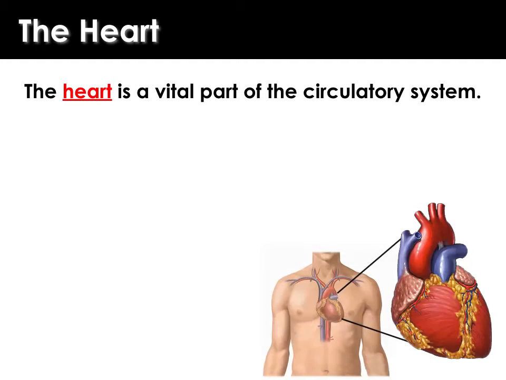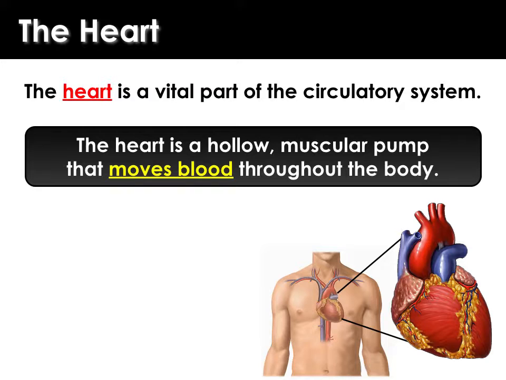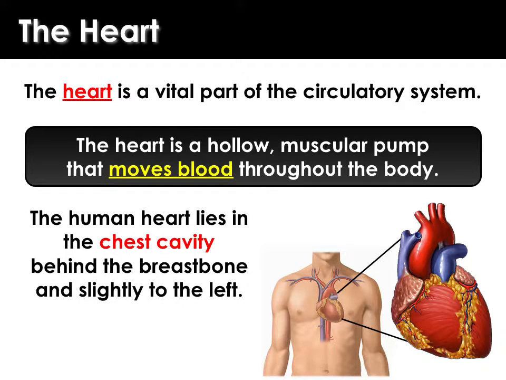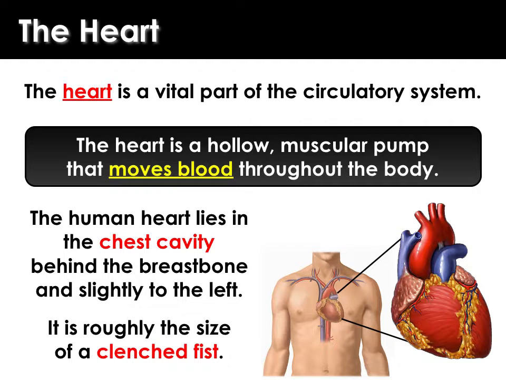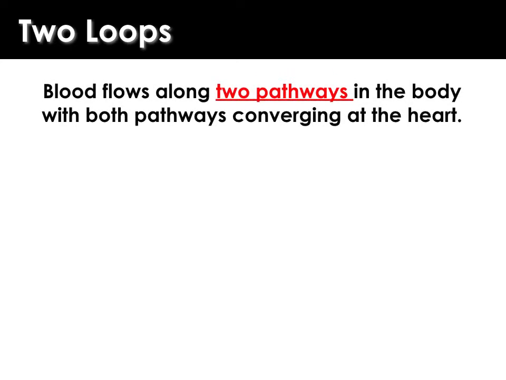Next up is the heart. The heart is a vital part of the circulatory system. It's a hollow muscular pump that will move blood through the body, and it's found in the chest cavity, behind the breastbone and slightly to the left. And it's about the size of a clenched fist.